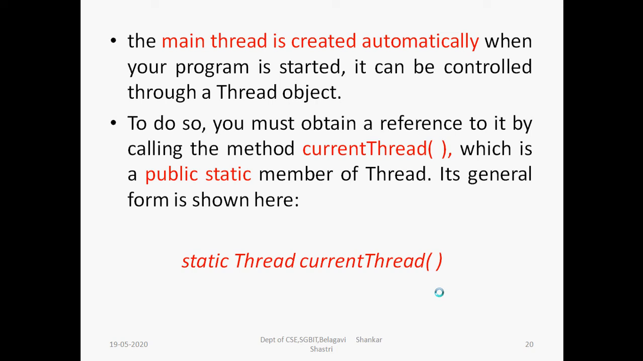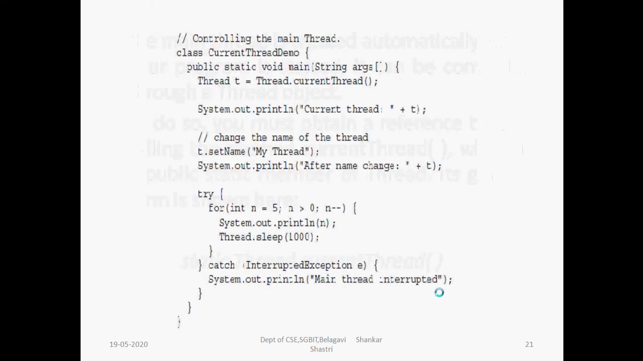If you want to get which thread is currently running, its name, you call this function. So there is a program here, slide number 21, where we are creating one thread. Class CurrentThreadDemo is a user-defined class name, with public static void main(String[] args).